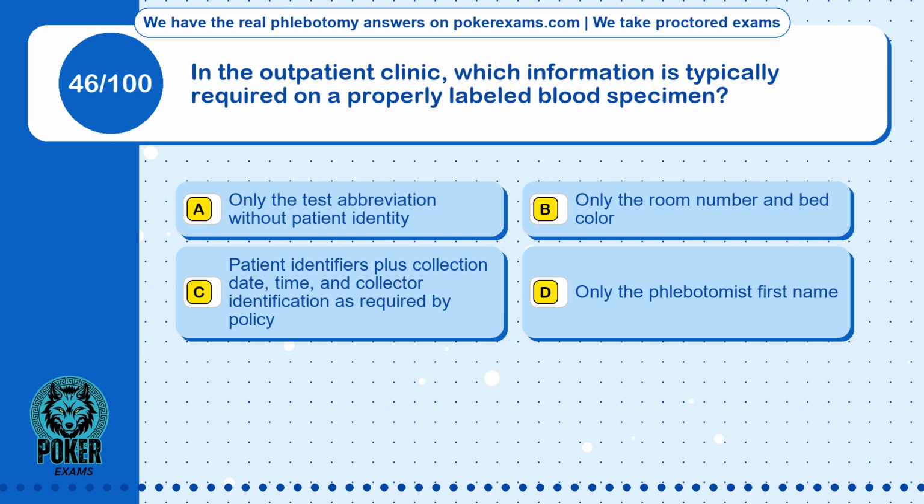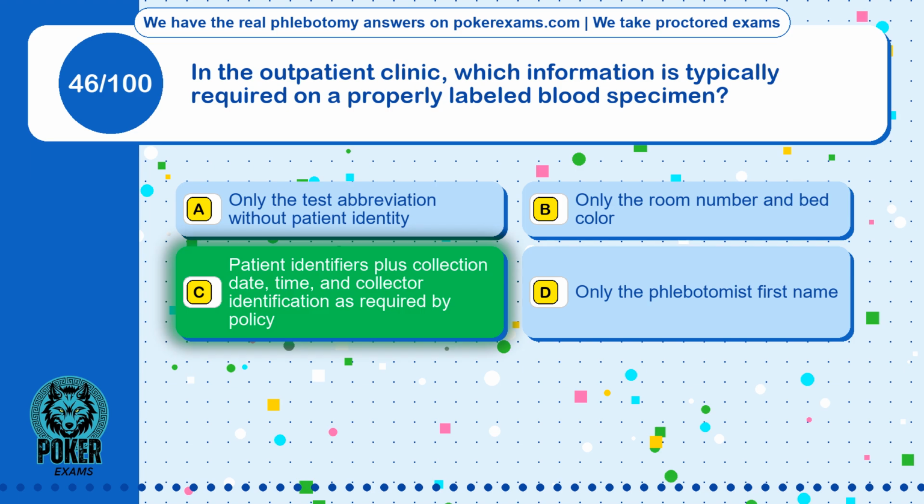Question 46. In the outpatient clinic, which information is typically required on a properly labeled blood specimen? Option A. Only the test abbreviation without patient identity. Option B. Only the room number and bed color. Option C. Patient identifiers plus collection date, time, and collector identification as required by policy. Option D. Only the phlebotomist first name.